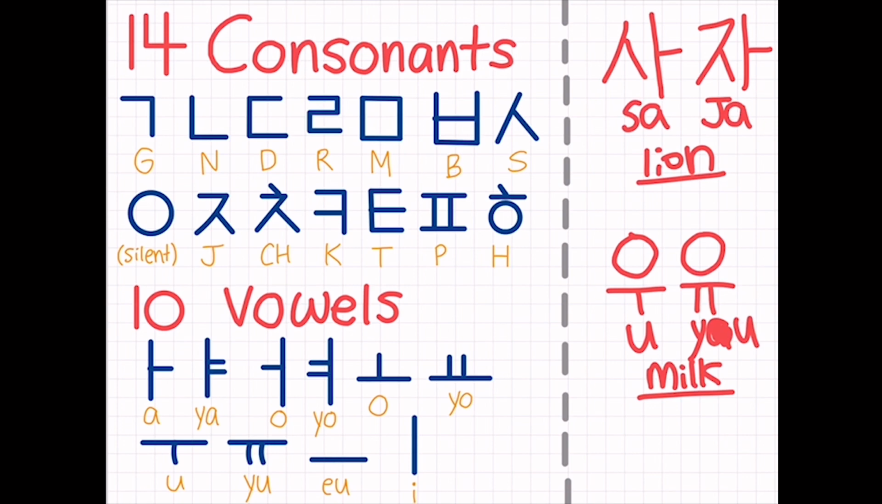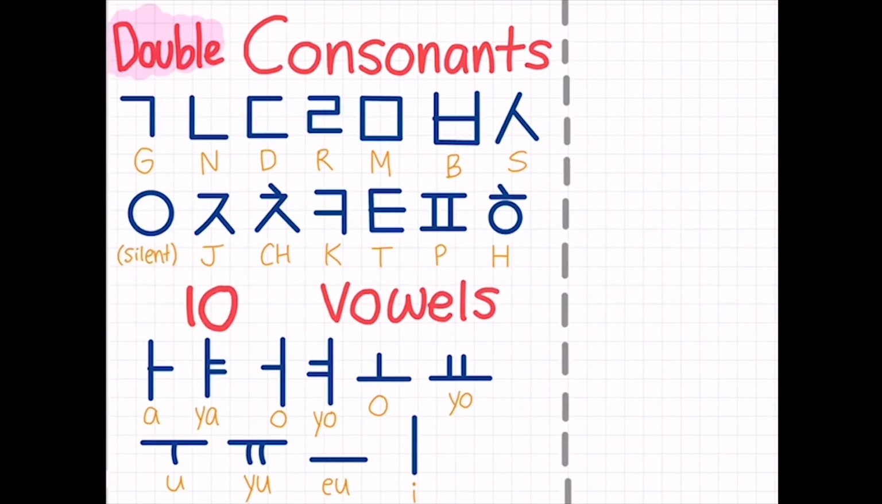Next, we are going to learn double consonants. You must be like, what? Where did this come from? So, double consonants. There are some consonants that you just put double and it makes another sound somewhat closer to the one that we learned before. So I'm just going to erase those that are not double consonants from here. Just carefully watch. Those left behind shall be the double consonants.